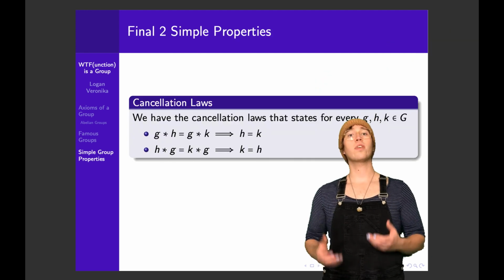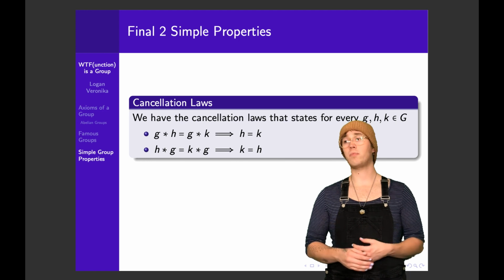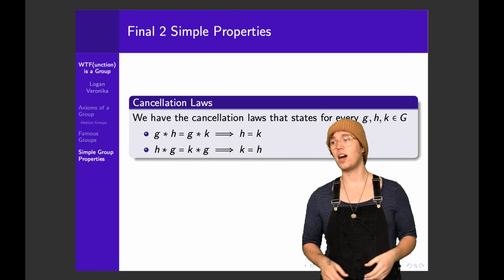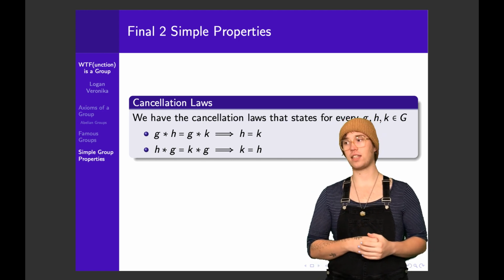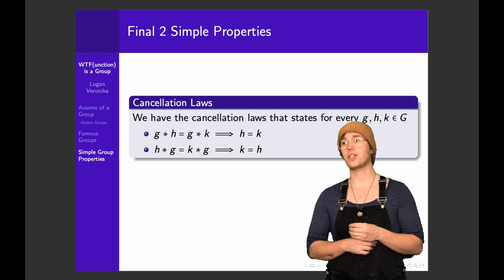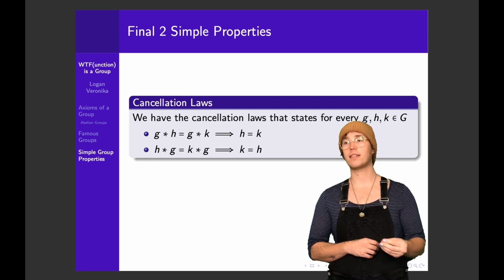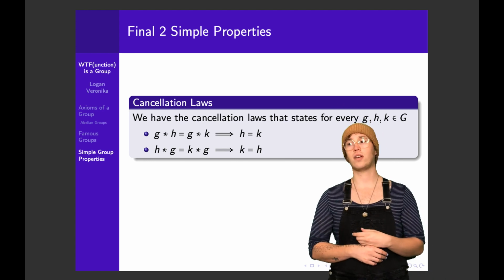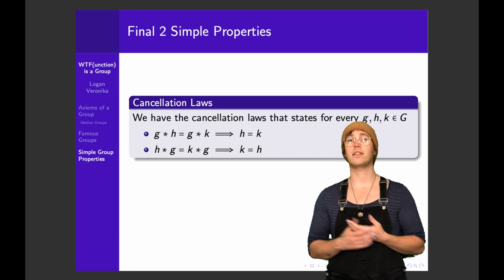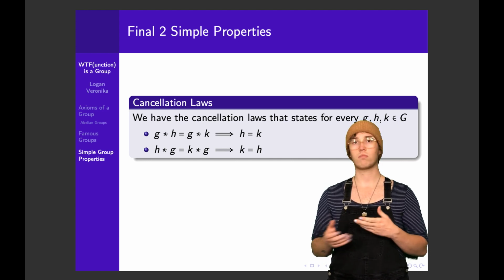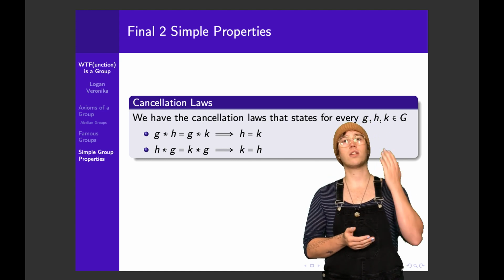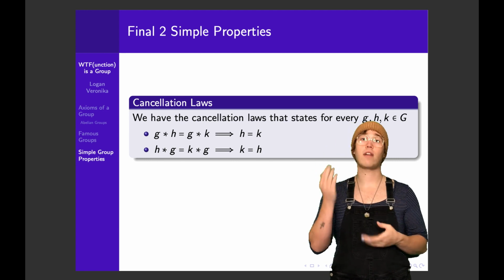We have two final properties that I'm not going to prove because they're quite simple, and I would also suggest this for homework. We have the cancellation laws that state for every g, h, and k in G, g star h is equal to g star k implies h is equal to k. And then we also have h star g is equal to k star g, that would imply h is equal to k. So, those are kind of the same thing. All we're saying is the cancellation works on the left and works on the right.